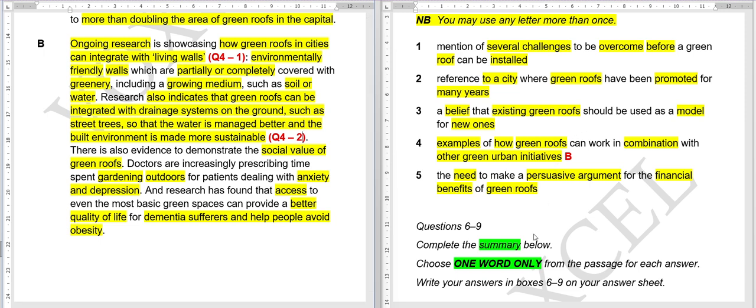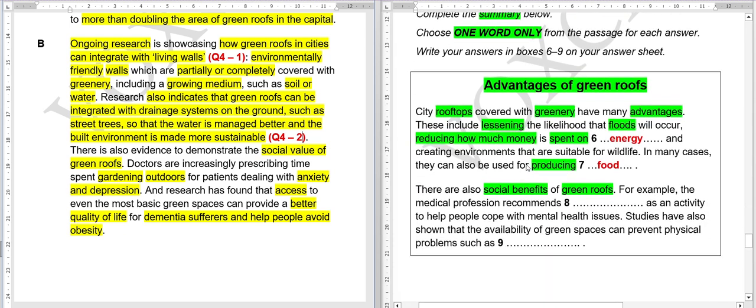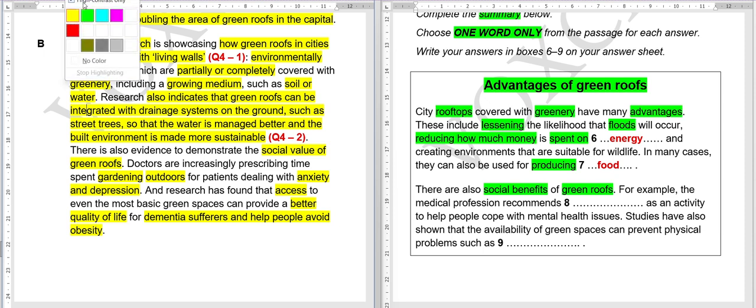Clear? Now, do we need to read question 8 or 9? First, do we need to read question number 8? Yes. Why? Because here they are talking about the social value of green roofs. So social value, social benefits of green roofs. If something has a social value, obviously it is beneficial. So you cannot say that if it is negative to society, it has a social value. No, it doesn't have a social value.